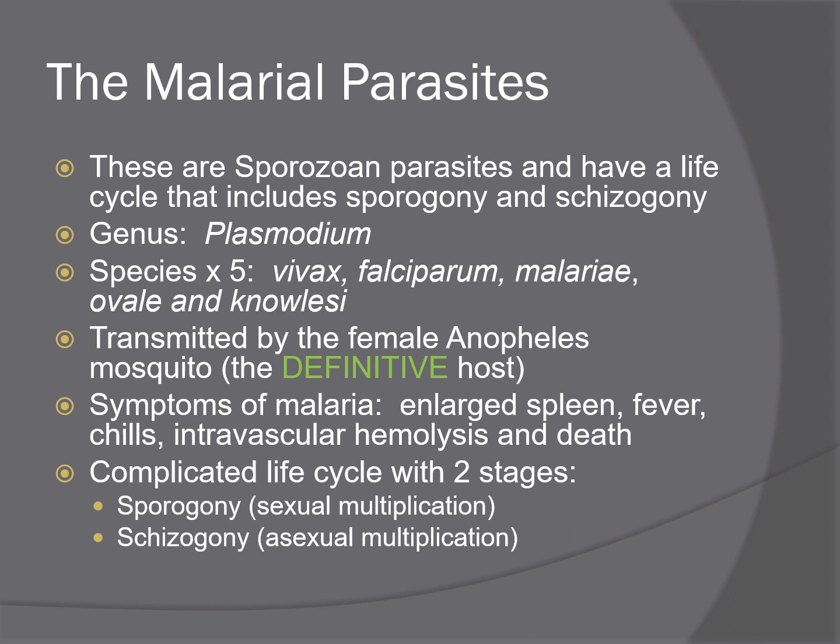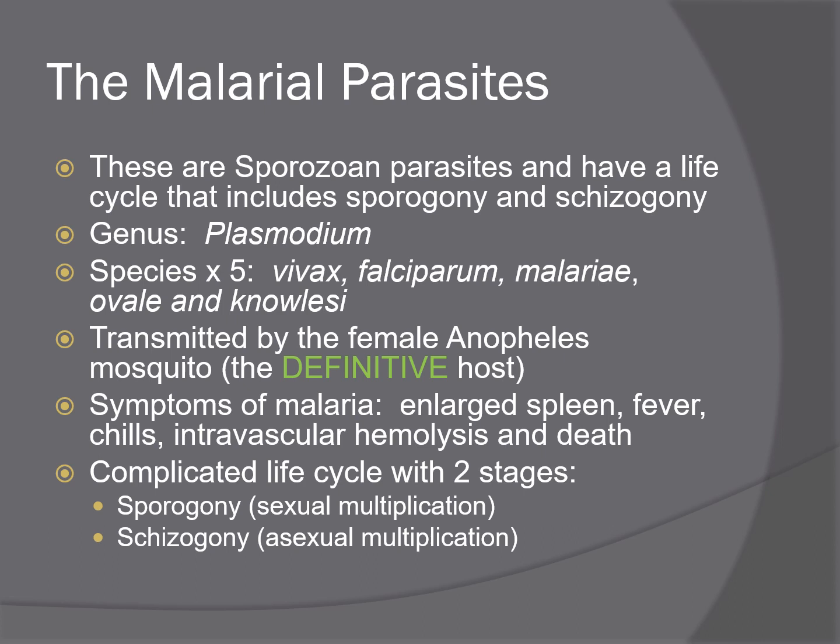It is transmitted by the female Anopheles mosquito. The female Anopheles mosquito here is the definitive host, so that's why this life cycle is a little bit different than most other parasites. Some symptoms of malaria would include an enlarged spleen, fever and chills that are very pronounced, intravascular hemolysis, and death. The malaria organisms take on a very complicated life cycle with two stages. One stage, sexual multiplication or sporogony, happens inside of the insect, and then we have another stage, the asexual stage, known as schizogony, that occurs inside the human.